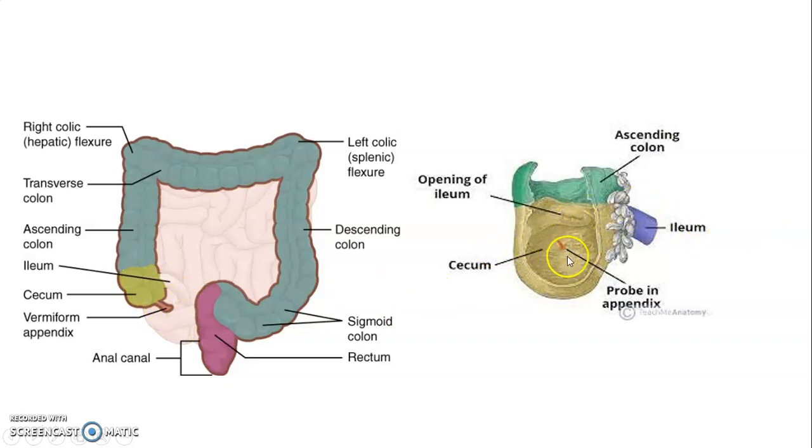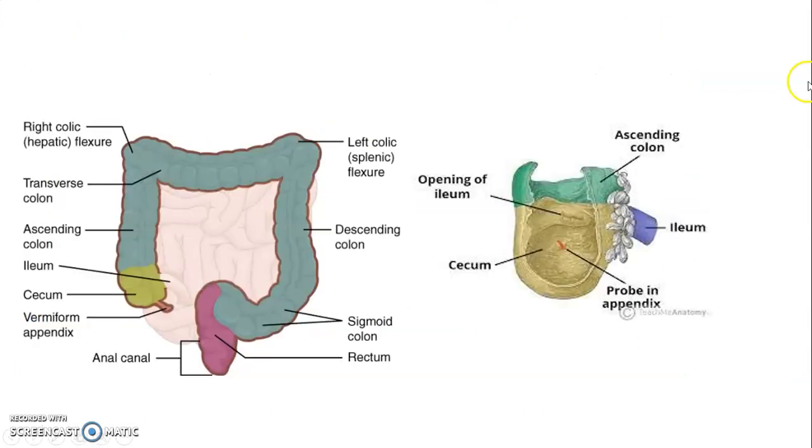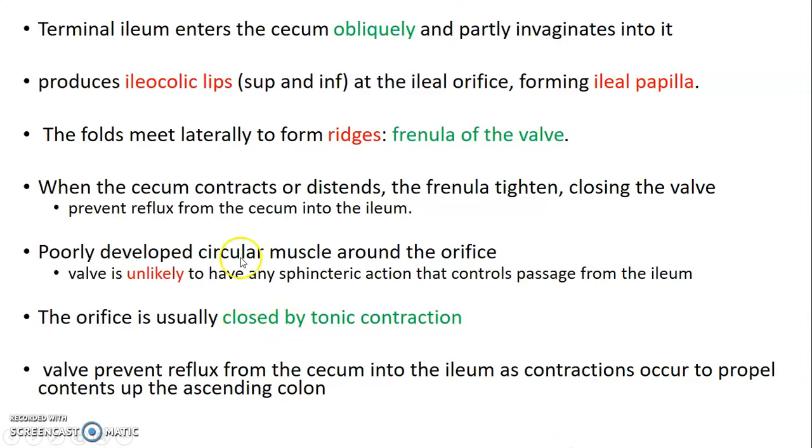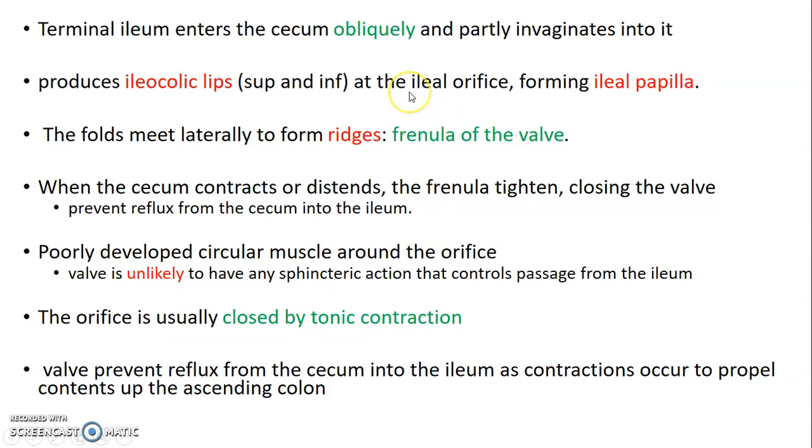This is the cecum. The terminal ileum usually enters the cecum obliquely and then partly invaginates into it. You can see the terminal ileum partly invaginates into the cecum. That produces an ileocolic lip. There's a superior ileocolic lip and an inferior ileocolic lip. These are at the ileal orifice and they form the ileal papilla. The folds meet laterally to form ridges, and these ridges are the frenula of the valve.